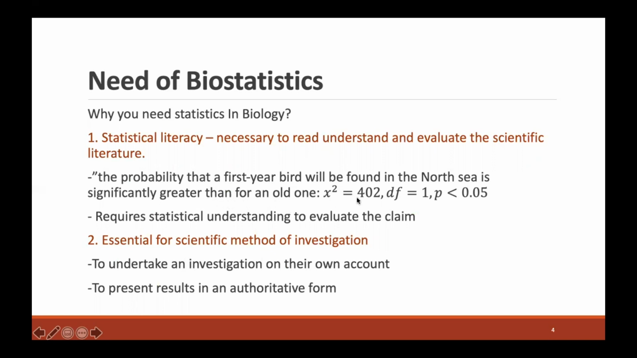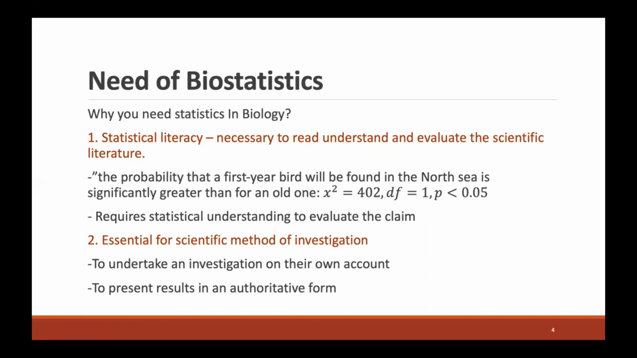And also, you can see some notations here. If you don't know statistics, it's quite troublesome for you to understand what this statement is saying. This x squared is representing the chi-squared, and df is degrees of freedom, and p represents the significance or the p-value.